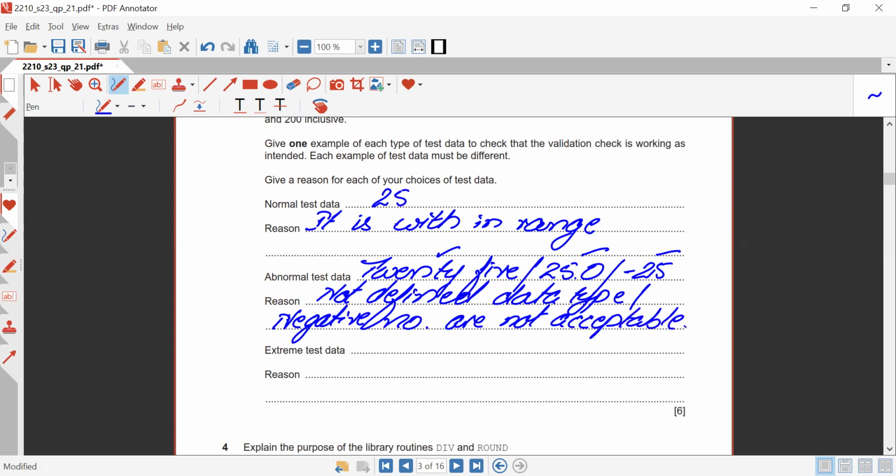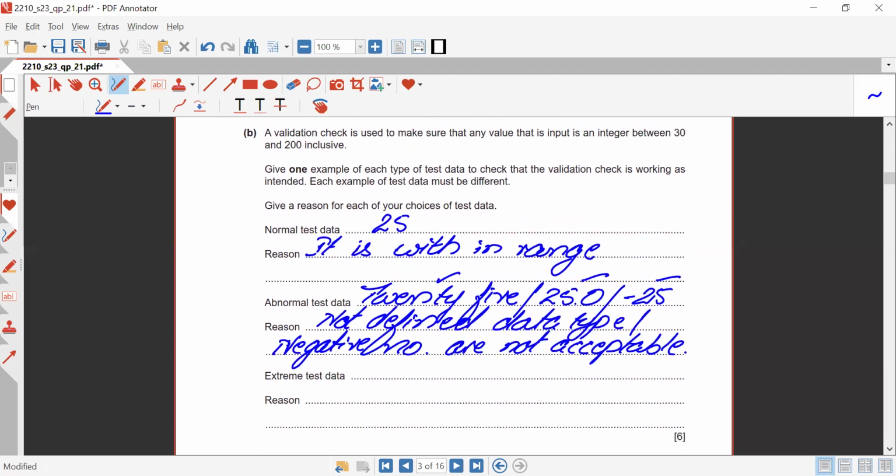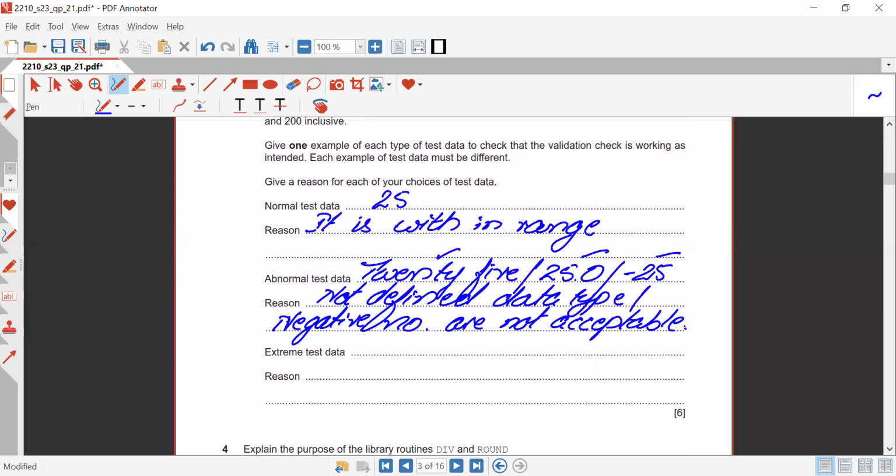Now coming towards the extreme data. So what will be the extreme data? Extreme data might be the lower range or the upper range. So it will be either 30 or 200. So you can write 200 over here, and the reason will be the highest provided range.